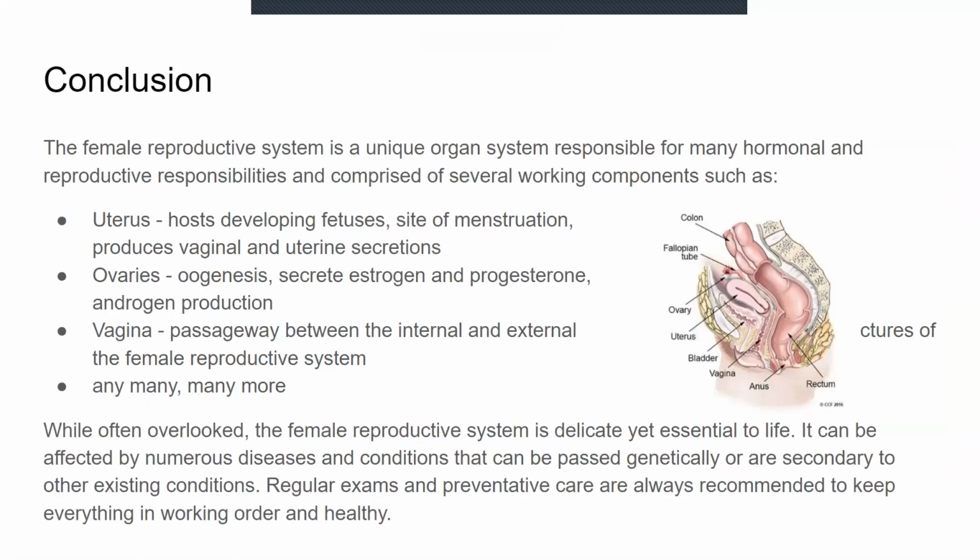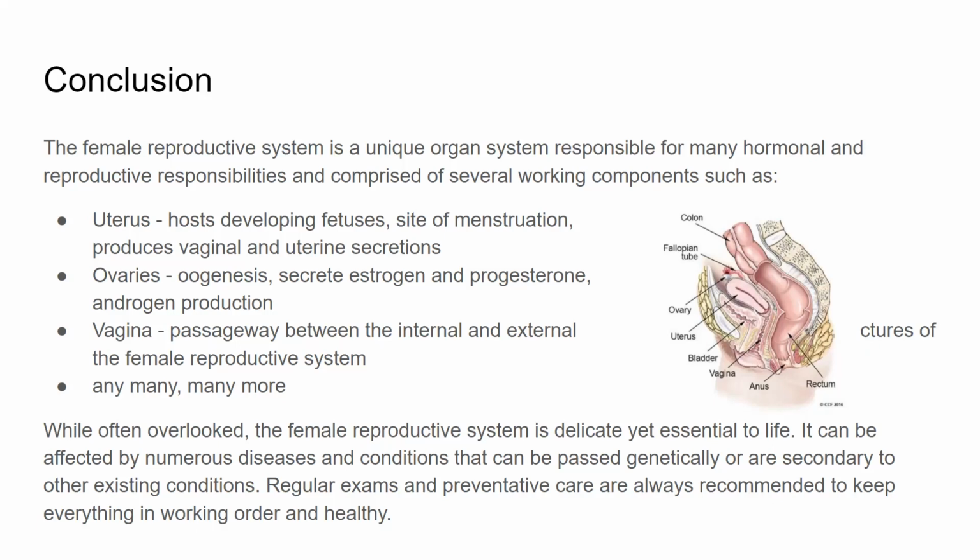The female reproductive system is a unique organ system responsible for many hormonal and reproductive responsibilities. It's made of several different working components, some of the main ones being the uterus, which hosts the fetus during gestation. It's the site of menstruation when the uterine wall lining is shed, and it produces the vaginal and uterine secretions. You also have the ovaries, which are responsible for oogenesis, which is just the production of the female ova. They secrete estrogen and progesterone and are responsible for androgen production.